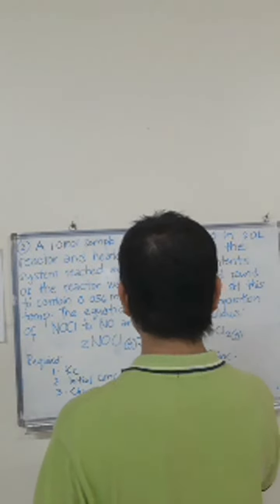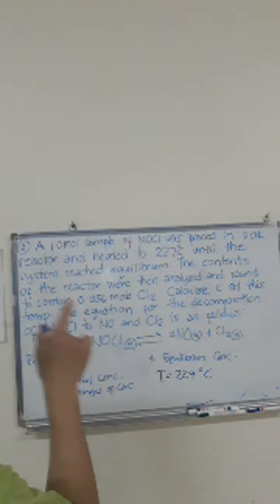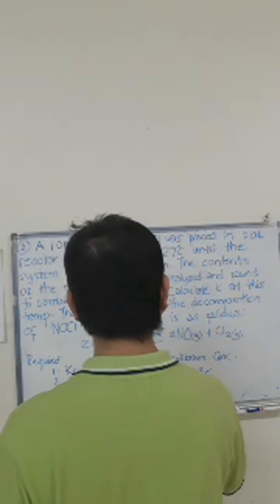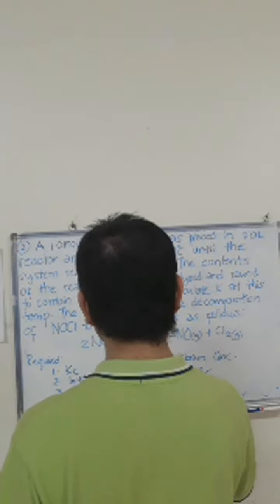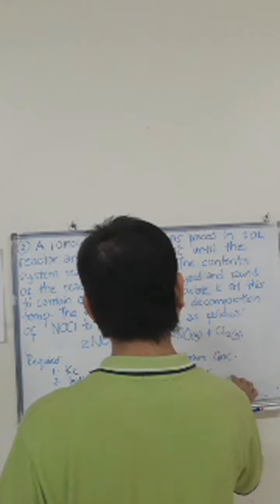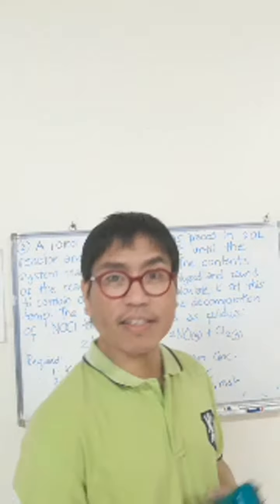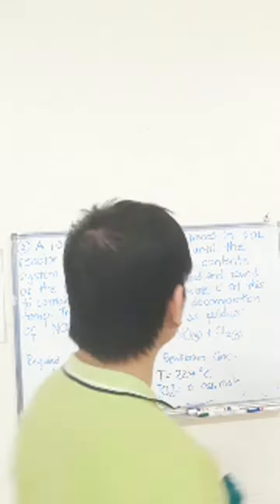And then the reactor was analyzed and found to contain 0.056 mole of chlorine, concentration of chlorine in brackets. But take note, guys, this is also another trick. This is not yet the concentration. This is still the number of moles, so we need to divide that by the volume of the container itself.